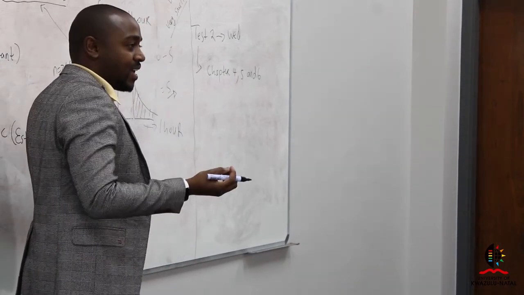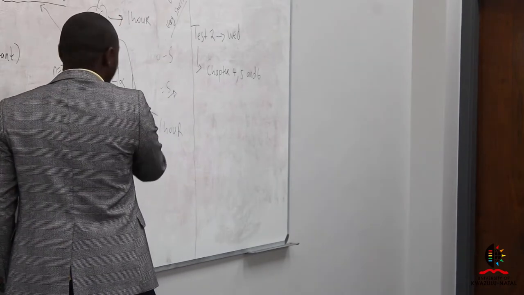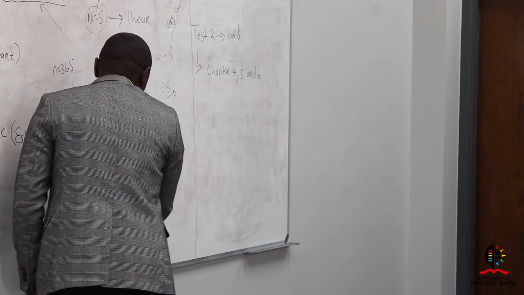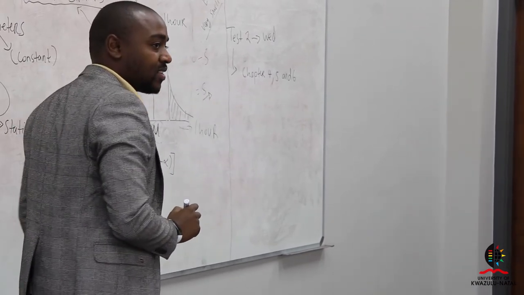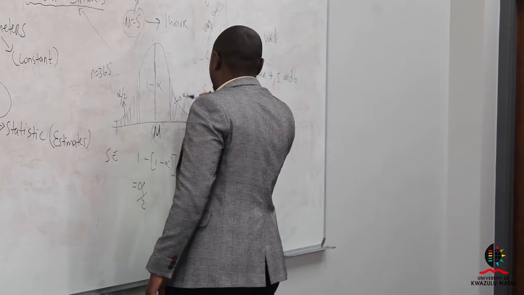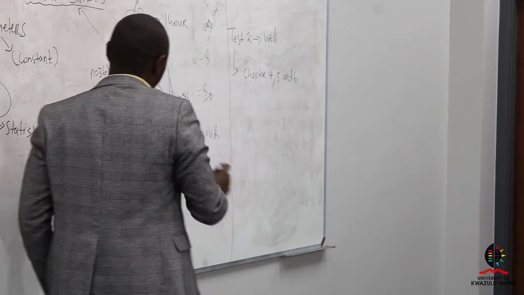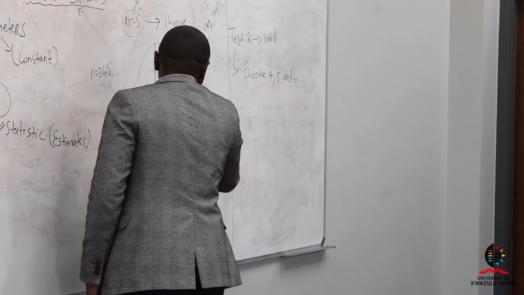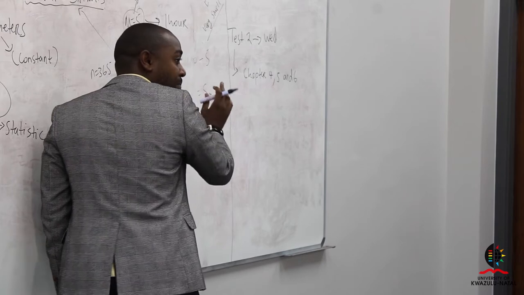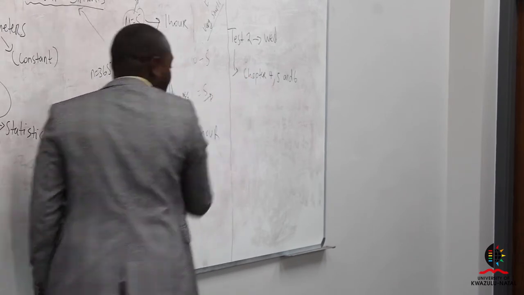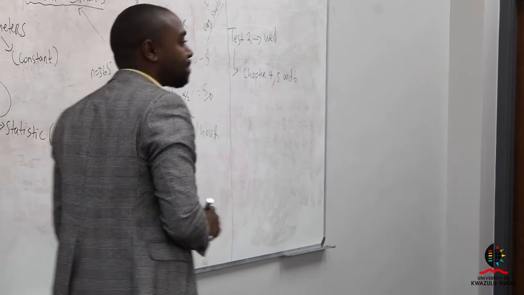Alpha is the area under the curve, but alpha is not only for this area, it's for this area and this area. Then you divide by 2. So you've got this area as alpha by 2, and you've got this one also as the same alpha by 2. But from this point, your z alpha is 1 minus alpha by 2, because every time you're interested in the area to the left, everything here is constrained by the area to the left. Then this one is just z alpha by 2.